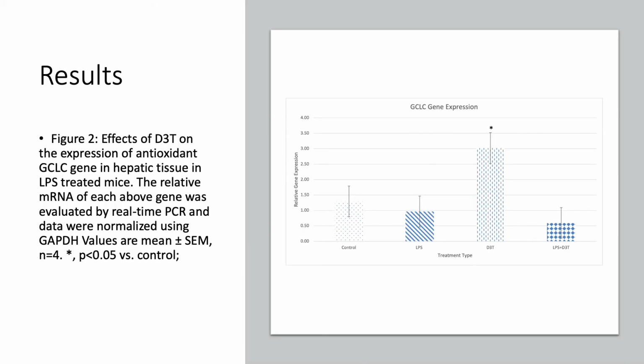So here are my results. Figure 2 shows the effects of D3T on the expression of antioxidant GCLC genes in hepatic tissue, or the liver tissue, in the LPS-treated mice. We did 4 treatments: control, LPS, D3T, and then LPS plus D3T. The relative mRNA of each gene was evaluated by real-time PCR and data was normalized using GAPDH. As you can see, there's a significant increase in GCLC gene expression with the D3T treated mice, which is the expected result, as D3T is supposed to promote antioxidant gene expression.